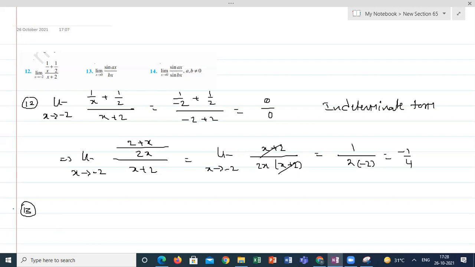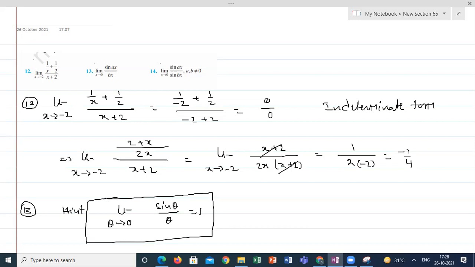Same way, can you solve the question number 13, students? Is it possible? Can anyone solve the question number 13 with the help of the formula given? The clue is limit theta tends to 0, sine theta by theta is equal to 1. With the help of this, we can solve both the 13 and 14. Right? I'm giving 2-3 minutes time.